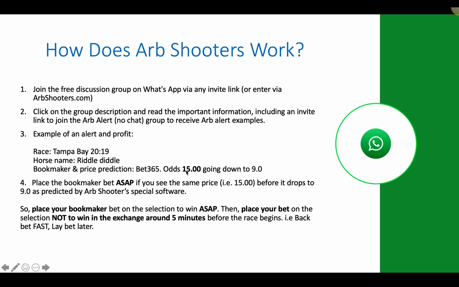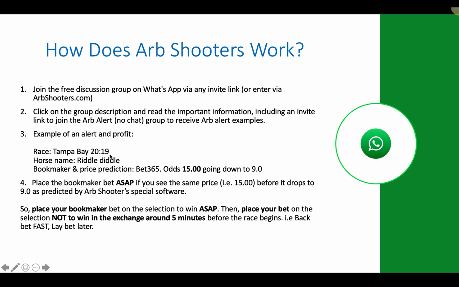Then we go ahead and place our bet on the horse not to win, but we don't do that straight away. We do that nearer to the event start time. So say for example the event starts at 20:19, we receive the Arb alert at say around 8 o'clock and we manage to get the price at odds of 15. We still have 20 minutes left, 19 minutes left until the event starts.